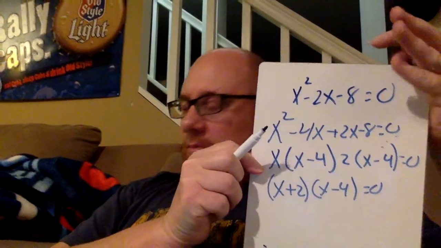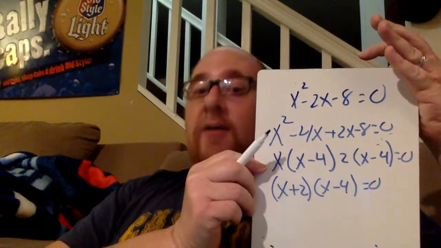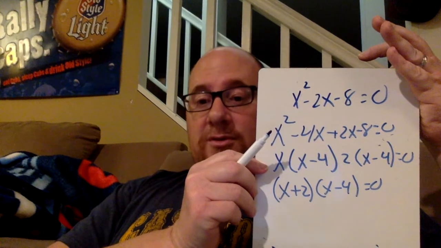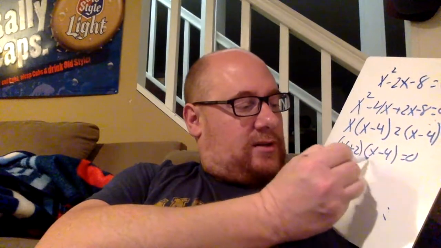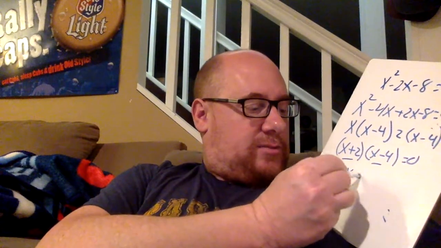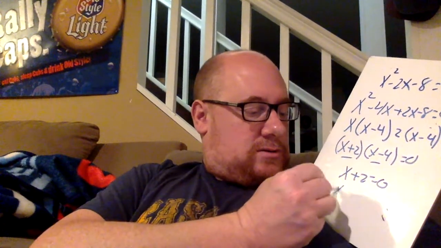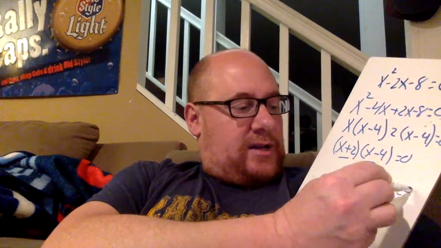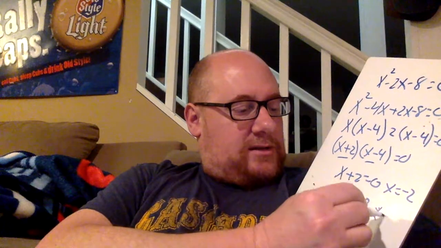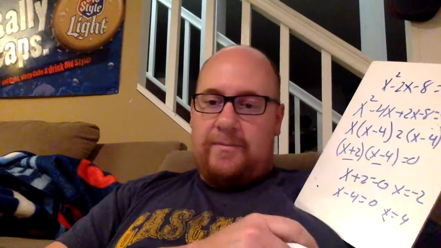So up to now, all of this you've done before. Now you're going to solve. And all you're doing is solving where it passes the x. To do that, take each one of these and set them equal to 0. X plus 2 equals 0. X minus 4 equals 0. X equals -2. X equals 4.